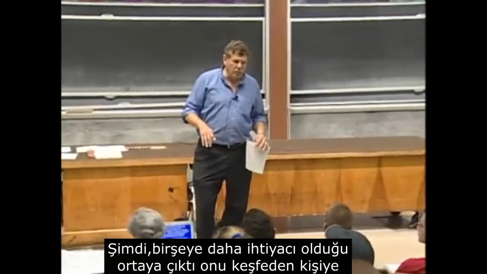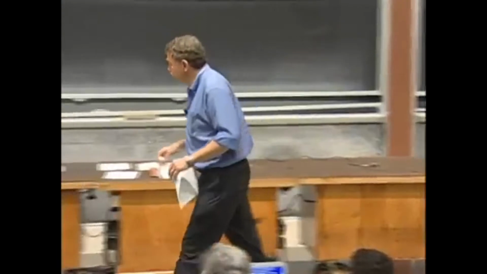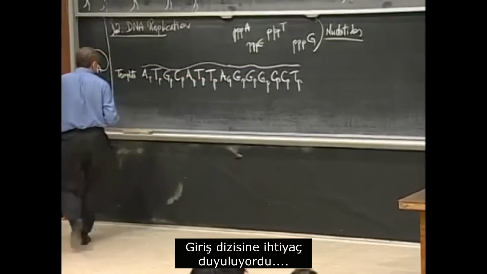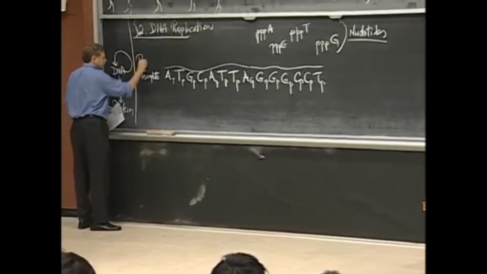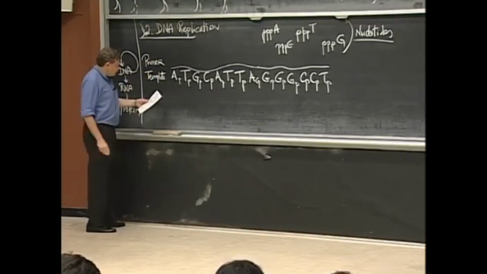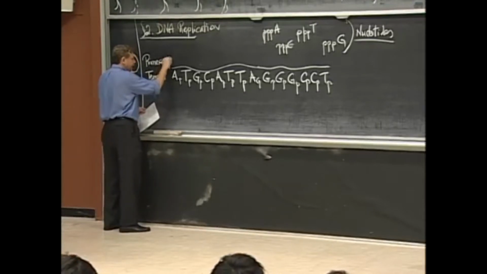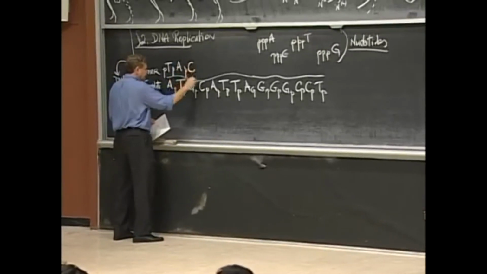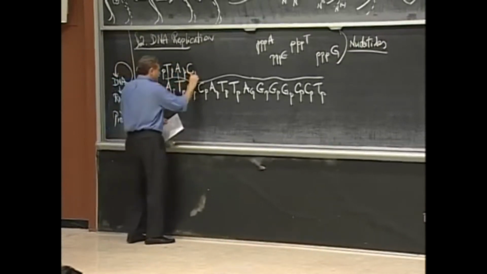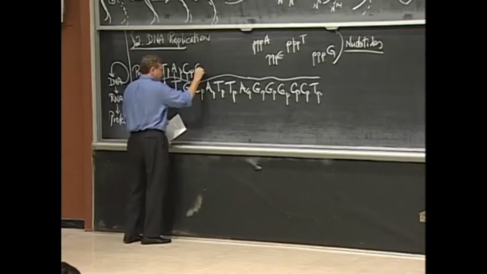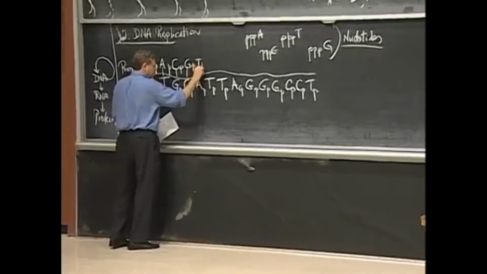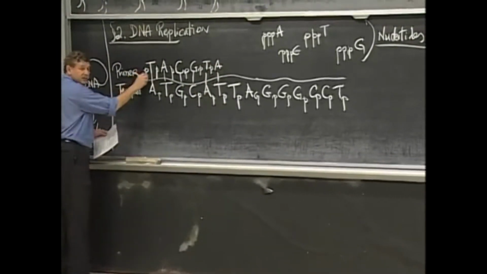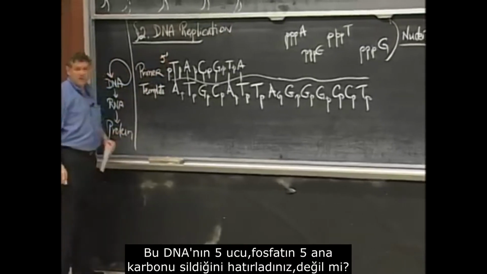Now, it turned out it needed one more thing. And the person who discovered this, Arthur Kornberg, thought of it. It needed a head start. It needed a primer. So the primer goes, let's say, phosphate T, phosphate A, phosphate C, T-A-C, phosphate G, phosphate T, phosphate A, let's say like that. So this is the 5' end of DNA.